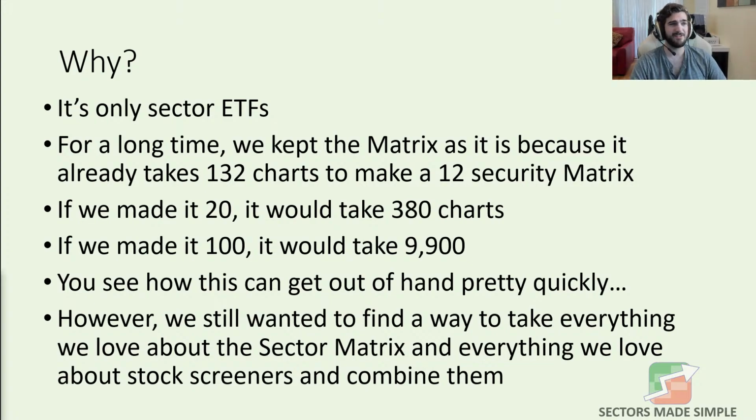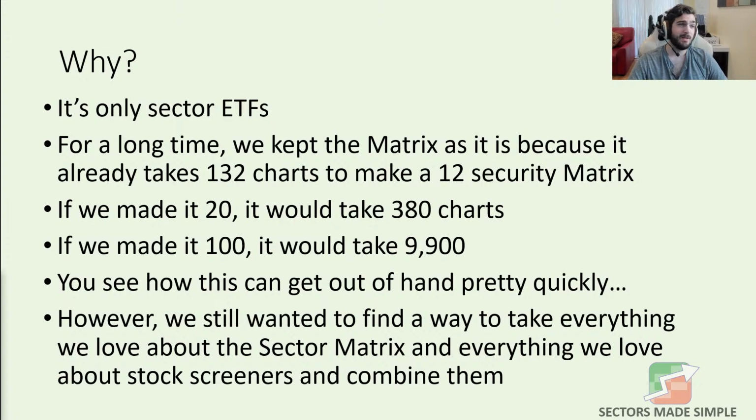Because relative strength does not scale equally. If you're the kind of person that likes math formulas, the scaling for the matrix is x squared minus x, if x is the number of companies. So if you had 20 companies, 20 squared would be 400, minus 20 is 380. So just adding 8 securities makes us go from 132 charts to almost triple at 380 charts.